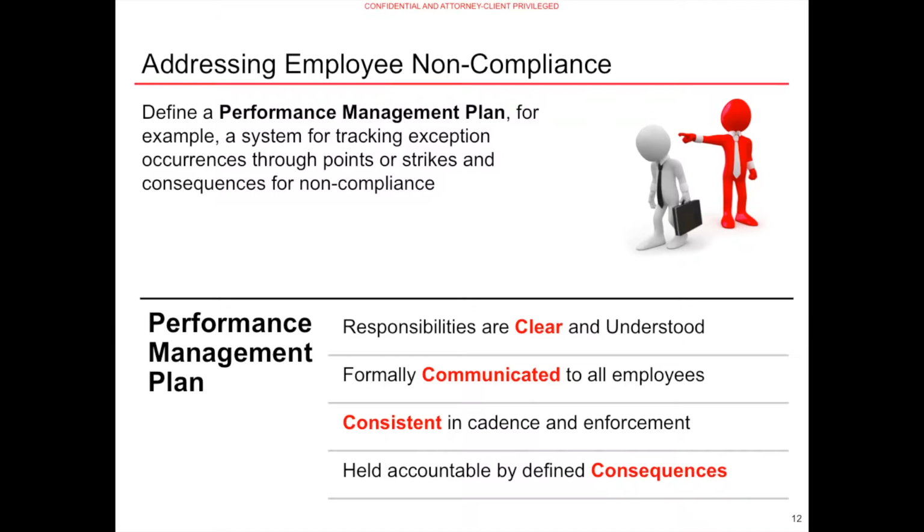First, be sure that your performance management plan is clear and cannot be misinterpreted. Ensure management understands their responsibilities in regards to the performance management plan, including what would dictate a point or strike, and the cadence for reviewing Kronos exception reports.